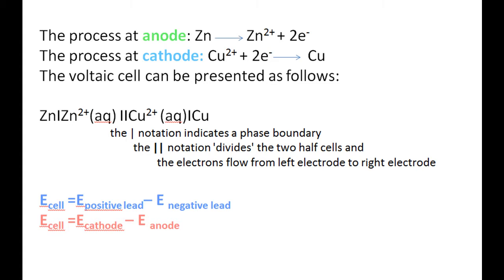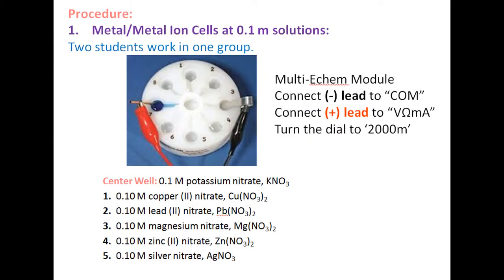The equation at the bottom you'll need to keep in mind is that E cell equals E positive lead, which is the cathode, minus E negative lead, which is the anode. For this experiment, this is the module and the 5 different solutions we will be using. Once again, the negative lead, also seen as the black cord, is the anode, and the positive lead, which is the red cord, is the cathode.